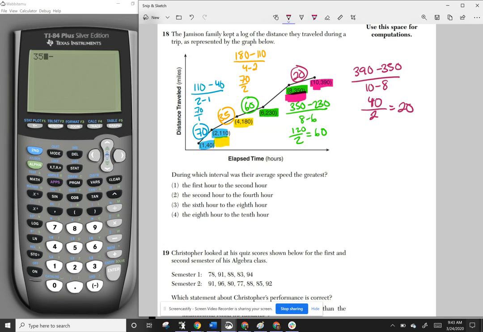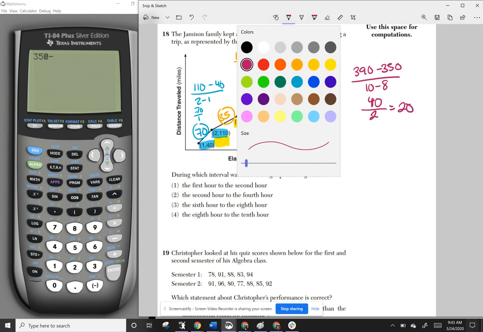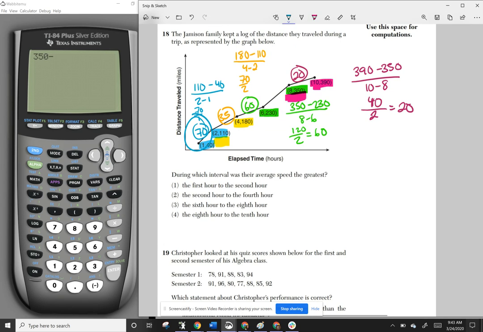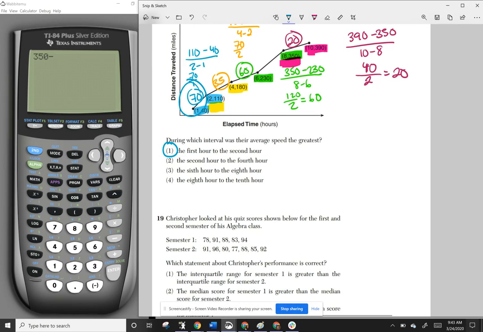Okay, so during which interval was their average speed the greatest? That's looking like 70, right? So from the first hour to the second hour. All right, and the reason I say you can't always trust the graphs is just looking at this graph, a lot of people might say from 6 to 8. It kind of looks steeper when you look at it, but it turns out 1 to 2 is actually steeper.